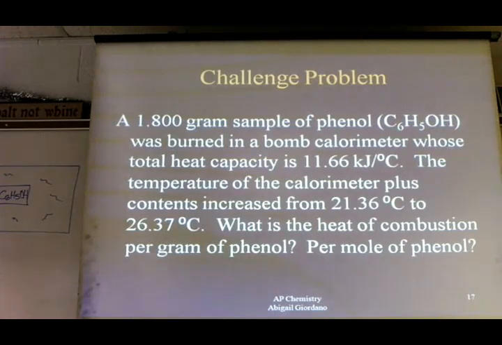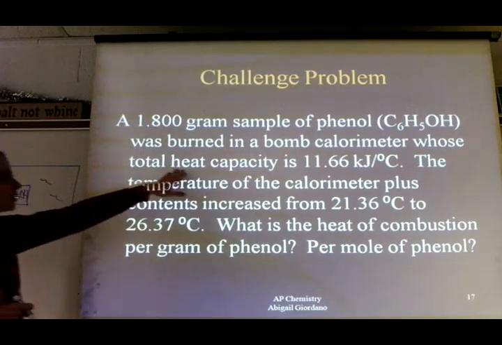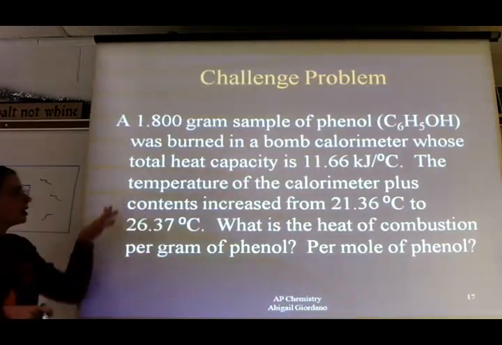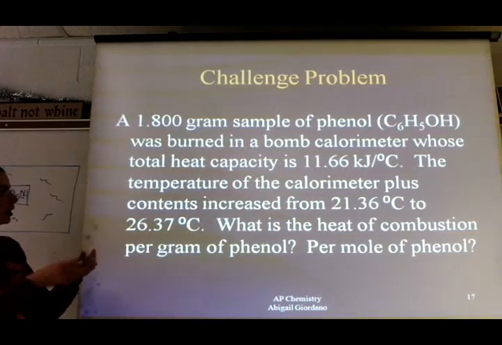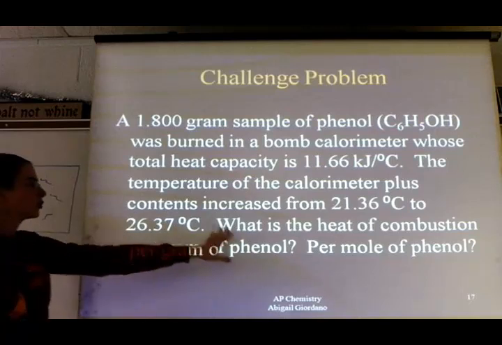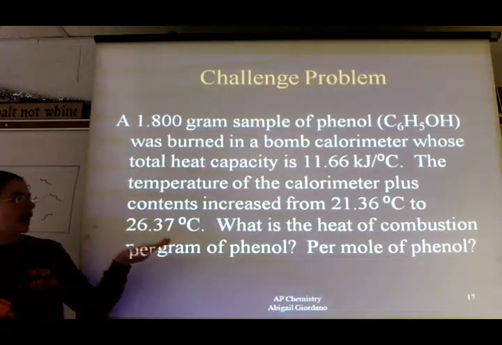Okay? They give us some information about the bomb calorimeter. They give us a heat capacity. The temperature of the calorimeter plus its contents increased from this to that.